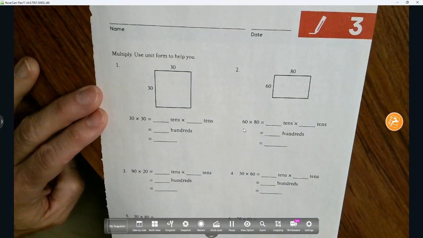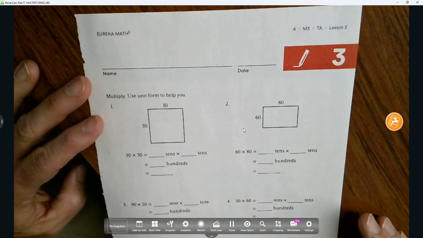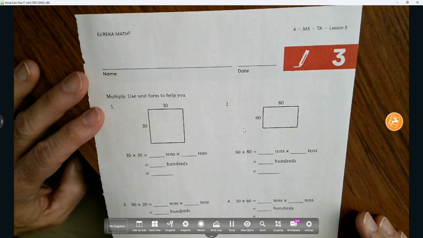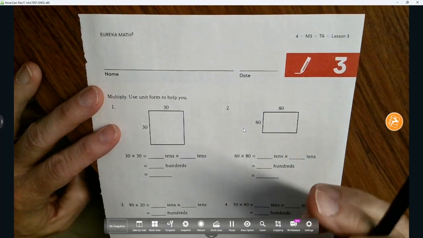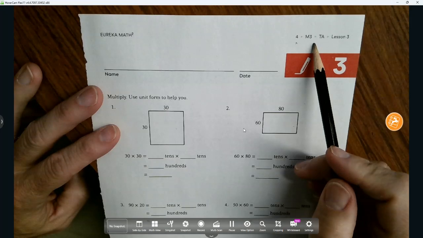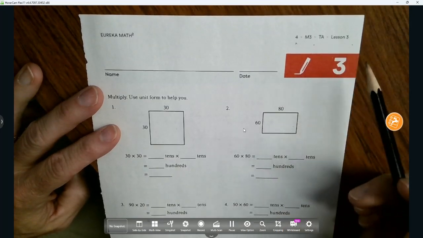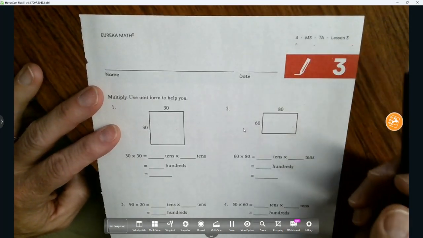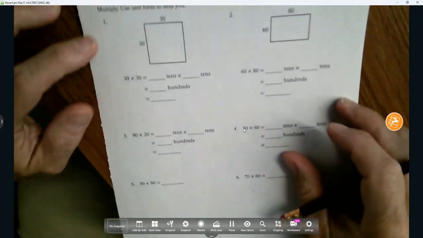And we're back with Wednesday night's homework. This is Eureka Squared Math, 4th grade, Module 3, Lesson 3. All right, so we're at 433 today. All right, let's look at today's.